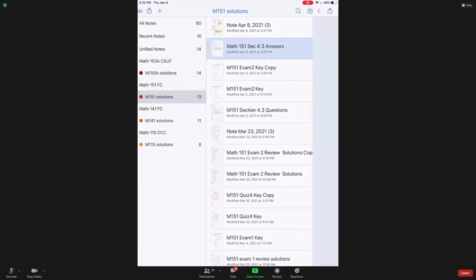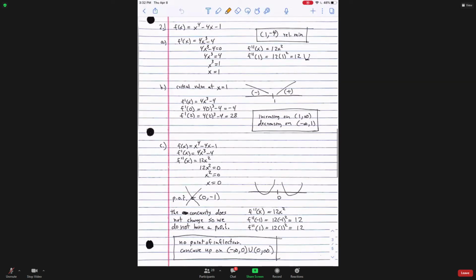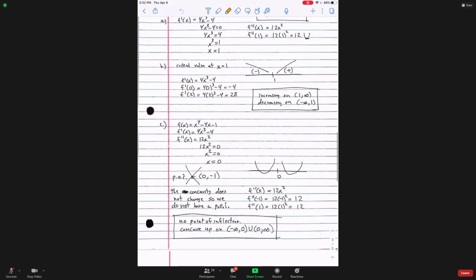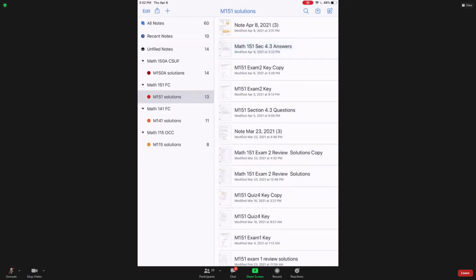Now, if you look at the other ones, problems 3 and 4 are more challenging. But again, I want you to try to do the problems yourself first. I don't want to just do them for you. They're there for you to look at later.